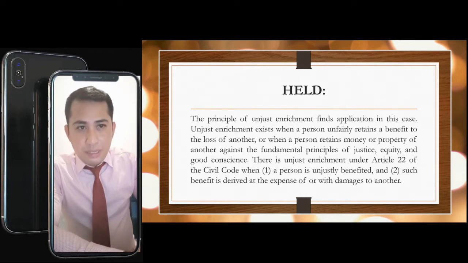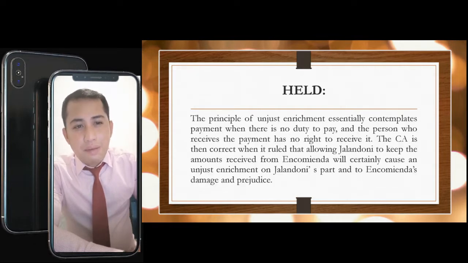There is unjust enrichment under Article 22 of the Civil Code when, number 1, a person is unjustly benefited, and number 2, such benefit is derived at the expense of or with damages to another. The principle of unjust enrichment essentially contemplates payment when there is no duty to pay, and the person who receives the payment has no right to receive it. The Court of Appeals is then correct when it ruled that allowing Halandoni to keep the amounts received from Incomenda will certainly cause an unjust enrichment on Halandoni's part and to Incomenda's damage and prejudice.